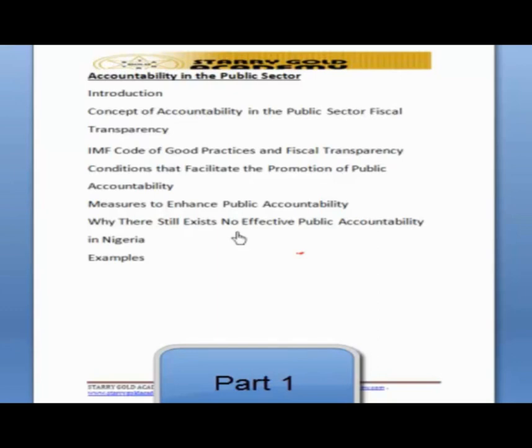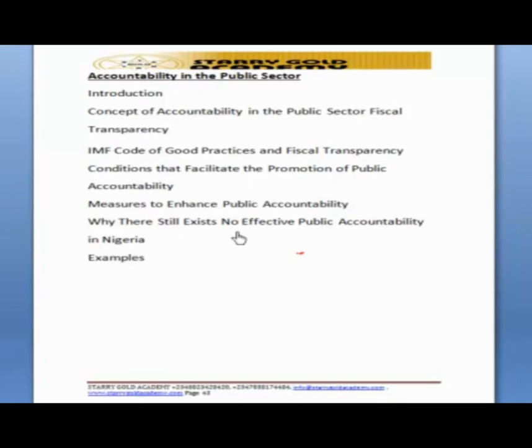We are looking at accountability in the public sector. Under this topic, we shall be looking at the introduction, the concept of accountability in the public sector, fiscal transparency, the IMF Code of Good Practices on fiscal transparency.